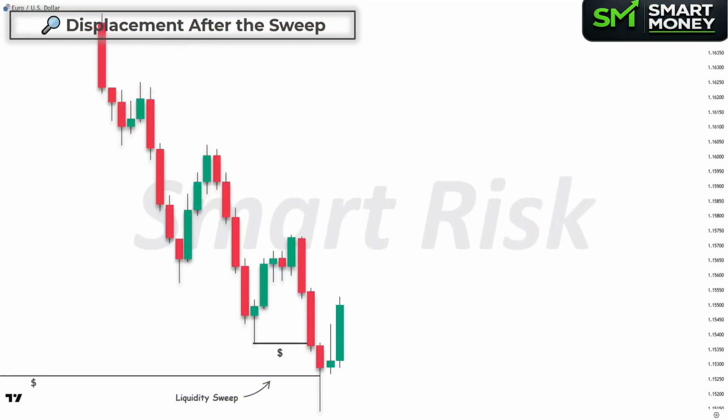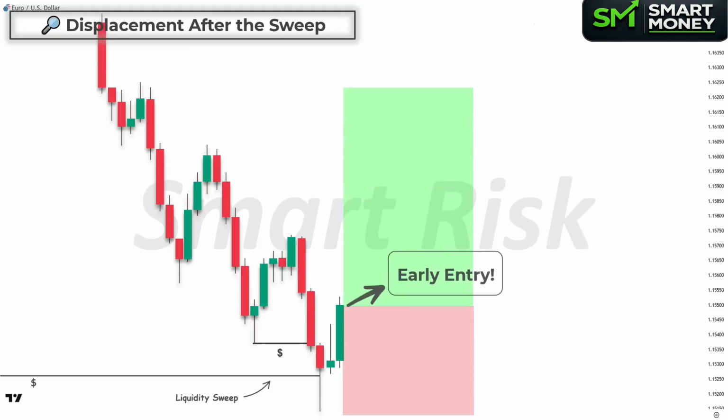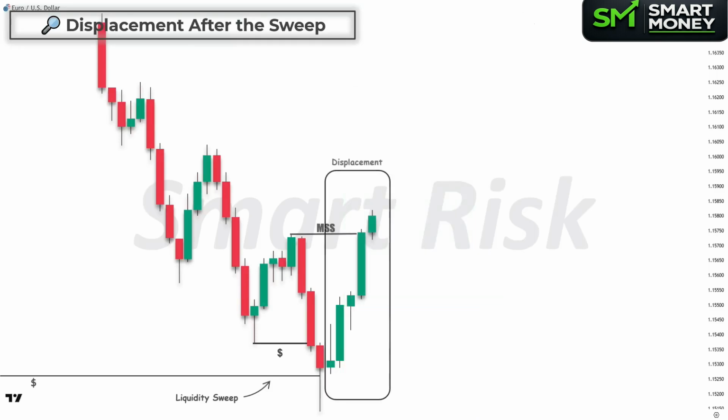Once liquidity is taken, do not enter the market immediately. Instead, watch how price reacts after the sweep. A high-quality liquidity sweep is often followed by a strong and decisive move away from the liquidity level. This is what we call displacement. For example, imagine price moves above a previous low and takes the sell-side liquidity.